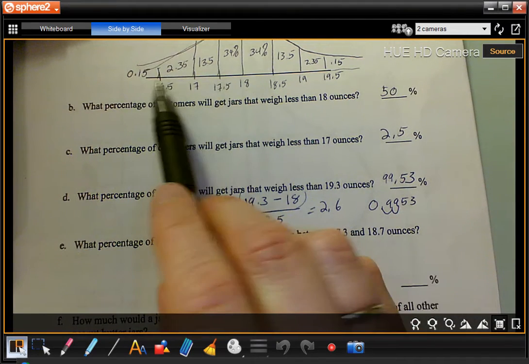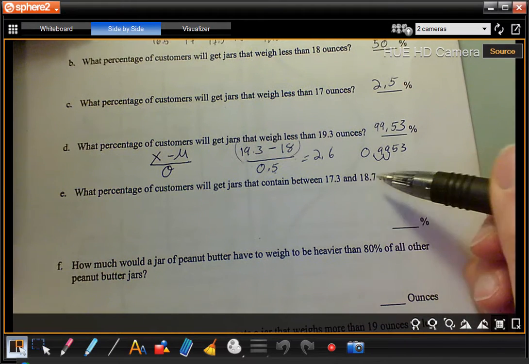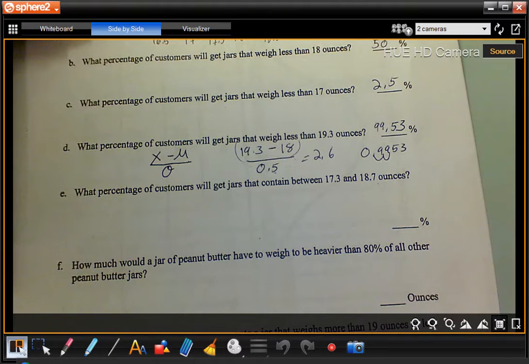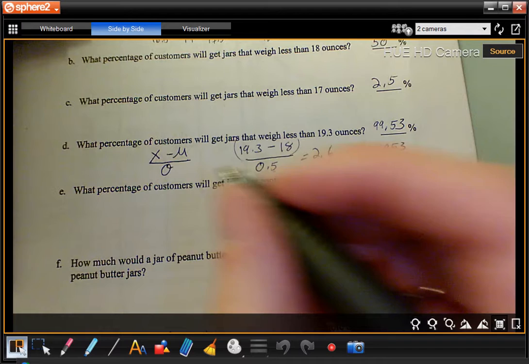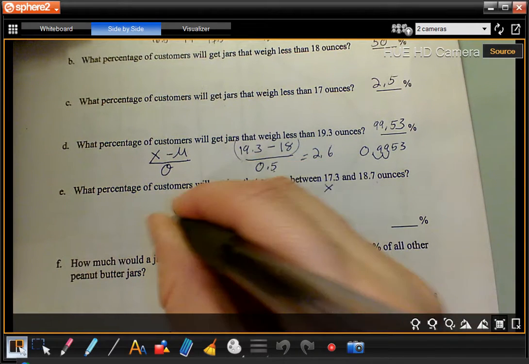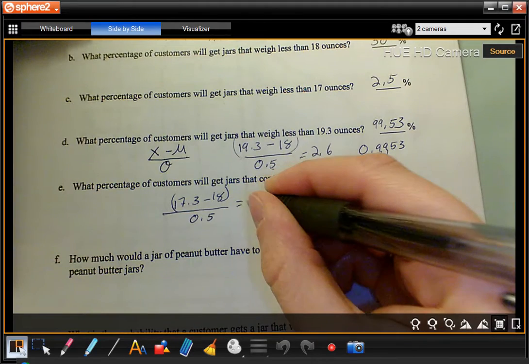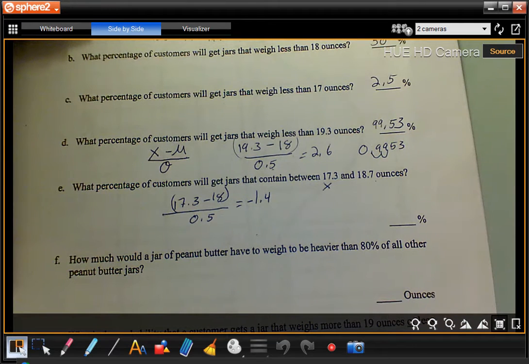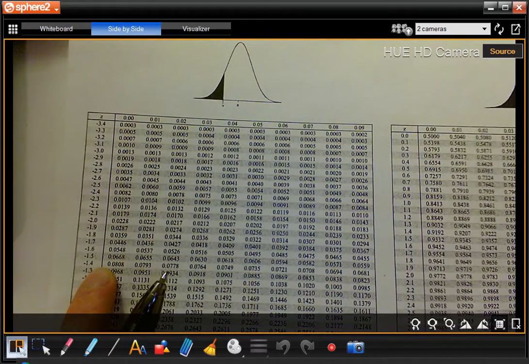Again, these do not come up here. It's not like a standard deviation. So we need to use the z-scores for both of these. So again, this is my x. I'm going to do that one first. So I'm going to go 17.3 minus 18, parentheses, divided by 0.5, and I'm going to get negative 1.4. At this point, I'm going to look it up on my z-score chart. Negative 1.40 is 0.0808.